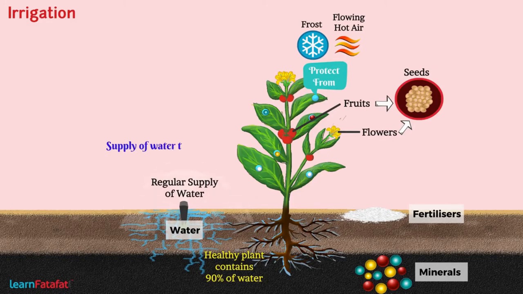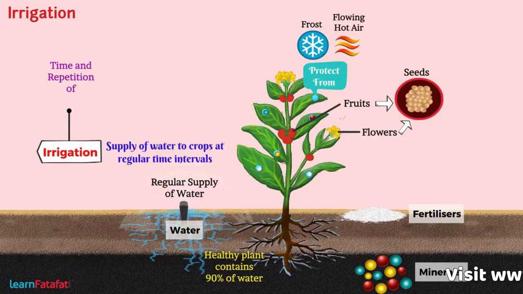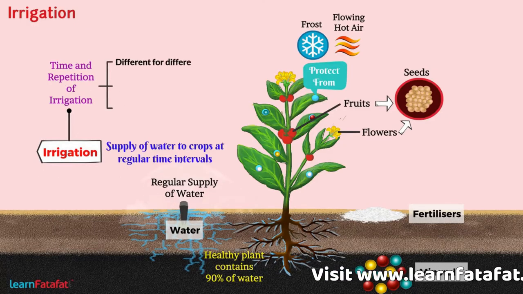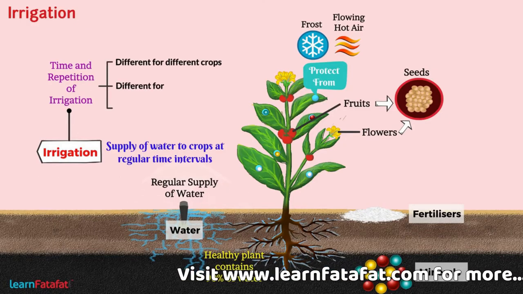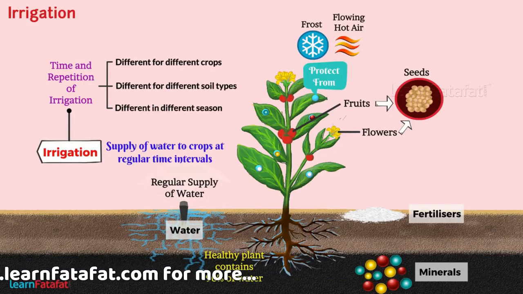The supply of water to the crops at regular intervals is called irrigation. The time and repetition of irrigation is different for different crops, different for different soil types, as well as different in different seasons.